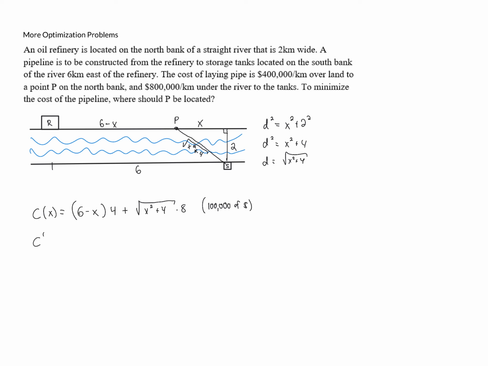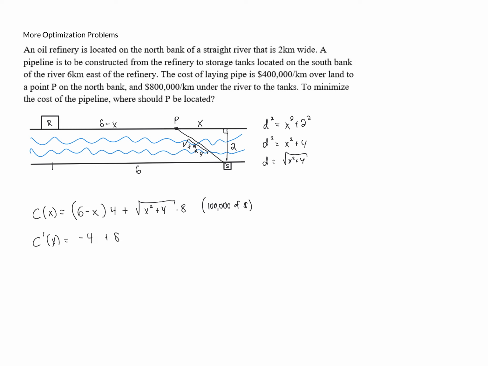So that's going to give us c prime of x equals, the derivative of 6 minus x is -1, and that's going to get multiplied by 4, because we don't have to use the product rule here. When it's just a numerical multiplier times a function, then the derivative is just the derivative of the function times that number. So that's going to be -4, because it was -1 on the inside times 4.